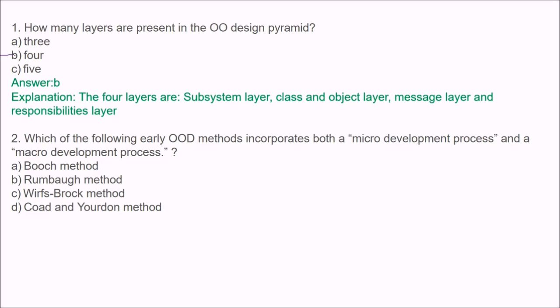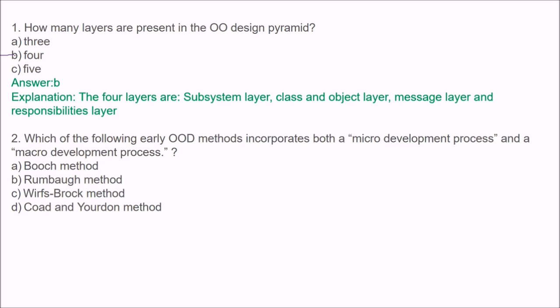The layers that are present in object-oriented design pyramid are subsystem layer, class and object layer, message layer and responsibilities layer. Let me tell you again, there are four layers. First is subsystem layer, then class and object layer, then message layer and then the responsibilities layer.